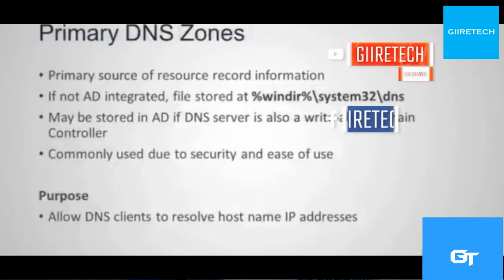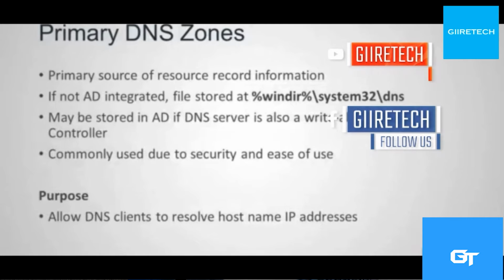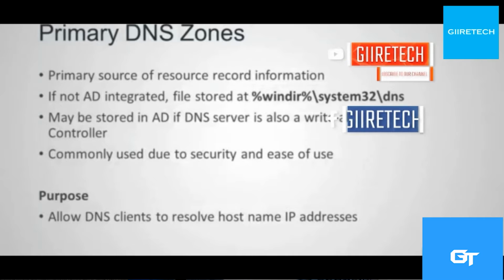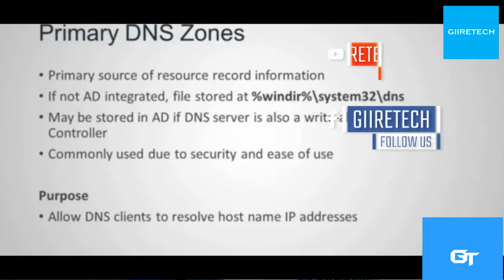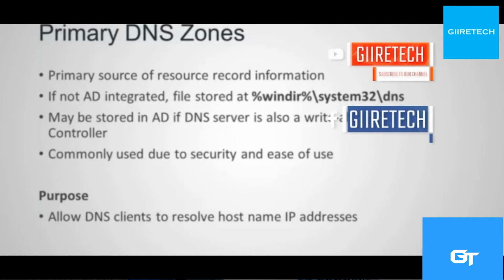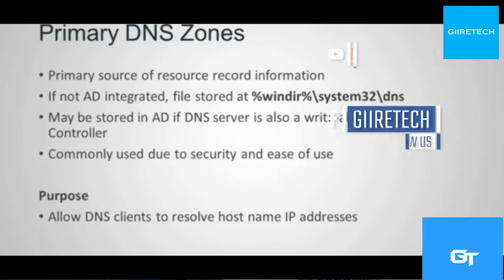A primary zone is a DNS zone for which this DNS server is the primary source of information. Now by default, the data for this zone is located in a file under the Windows directory /system32/DNS. This file may also be stored in Active Directory if this DNS server is also a writable domain controller.